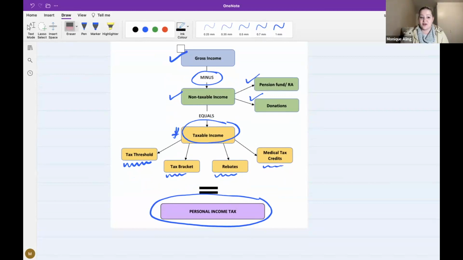Okay, just going to quickly erase it. So it's a nice little diagram for you to take a screenshot of.